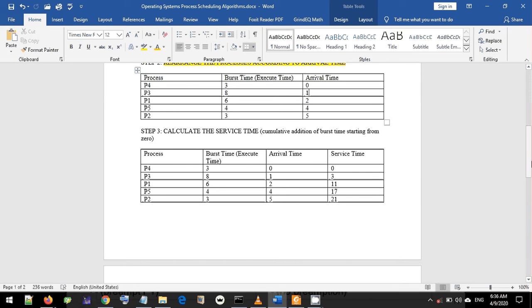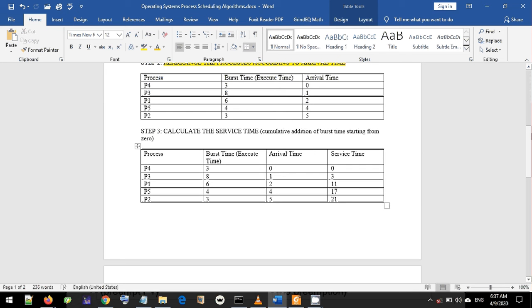The service time is the cumulative addition of the burst time starting from 0. So we first start from 0 and then we cumulatively add the burst time to it. The very first process is 0. For the next process we add the burst time to 0, which is 3. Next we add the burst time 8 to 3, which gives us 11. Next we add 6 to 11, which gives us 17. And lastly we add 4 to 17, which gives us 21. That is the service time.